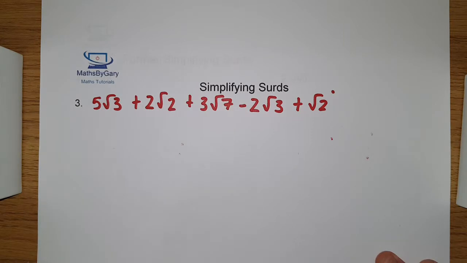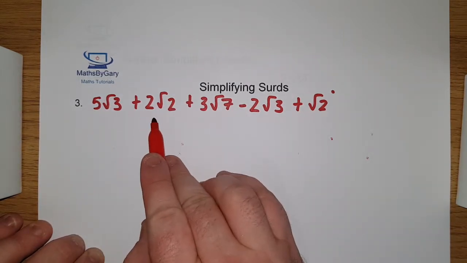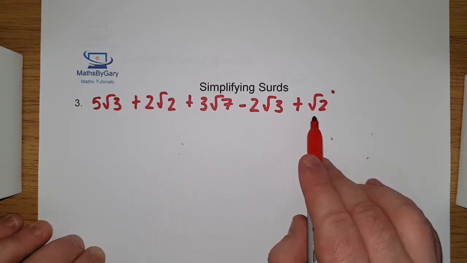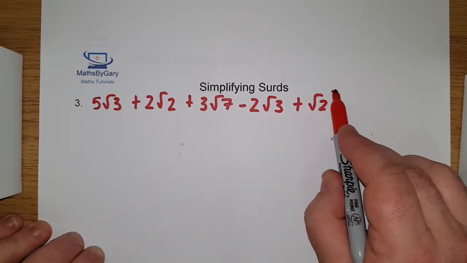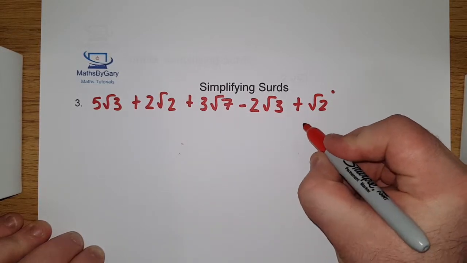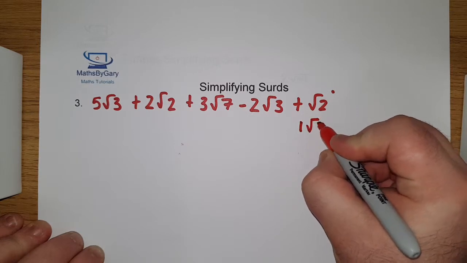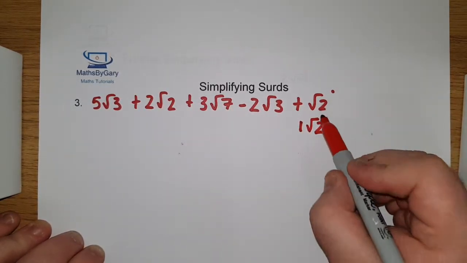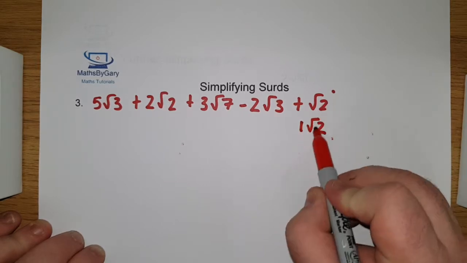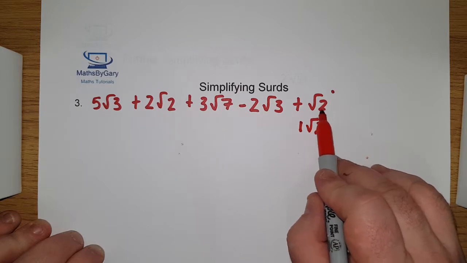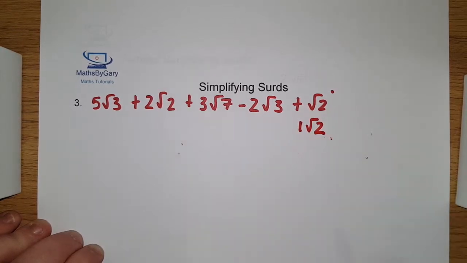I've got one more example. Looking here, 5 root 3 plus 2 root 2 plus 3 root 7 minus 2 root 3 plus root 2. Now I've put a wee asterisk here at root 2. Imagine root 2 is simply the same as 1 root 2. So you have 1 in front of the root 2, just so it doesn't complicate things. It's just we don't denote the 1 because convention dictates.